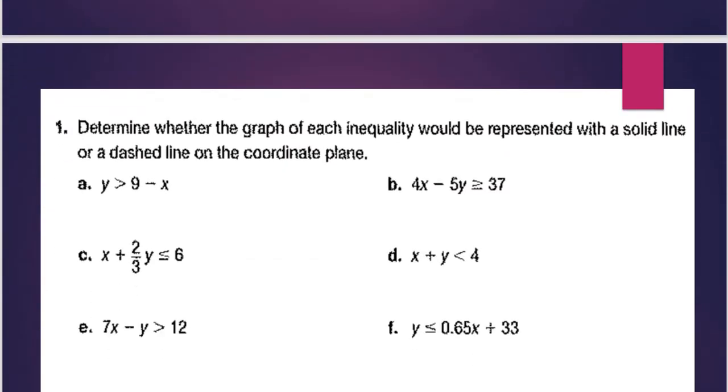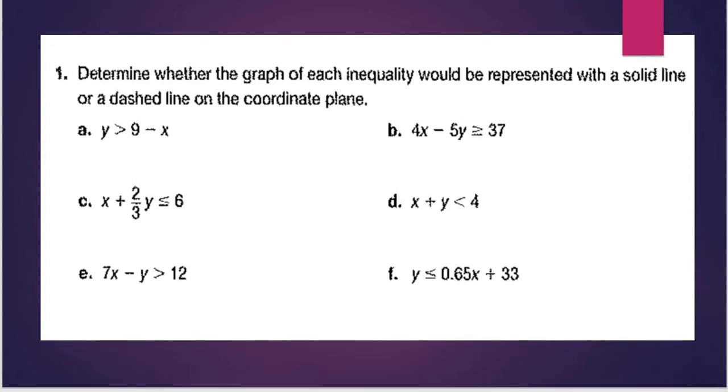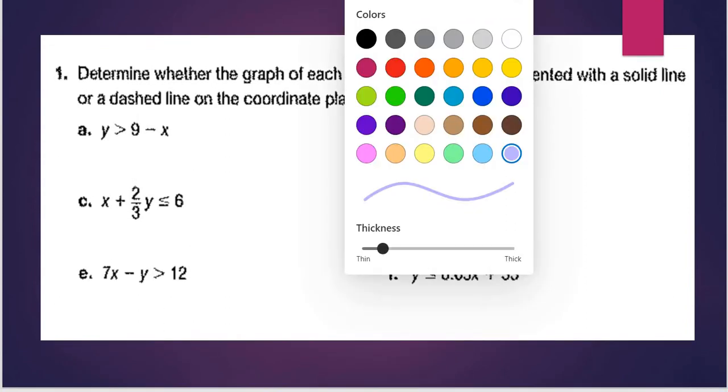Now, looking at these, we're going to determine whether the graph of each inequality would be represented with a solid line or a dashed line on the coordinate plane. I'm going to look at these, and the only thing I'm going to look at are the symbols in between. So on number 1A, see if you can come up with it.